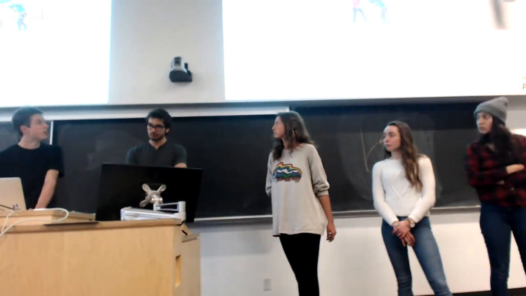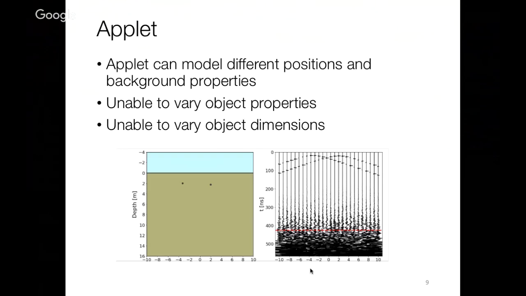So in terms of modeling it with the applet, you can model different positions and different properties of the background, and you're able to vary the object properties and kind of see it. But it would be interesting to be able to put a few more things in there, to understand the influence of background associated debris and be able to differentiate between things of different properties in the applet.